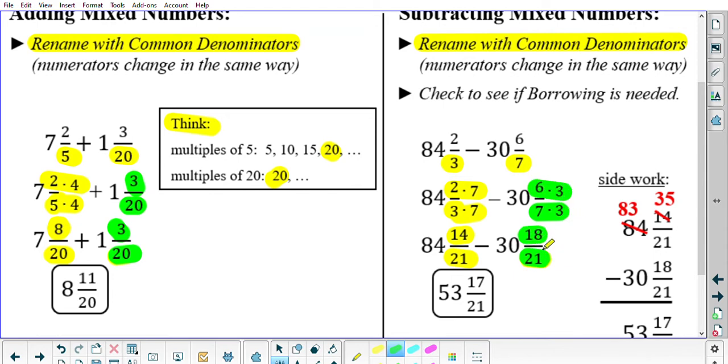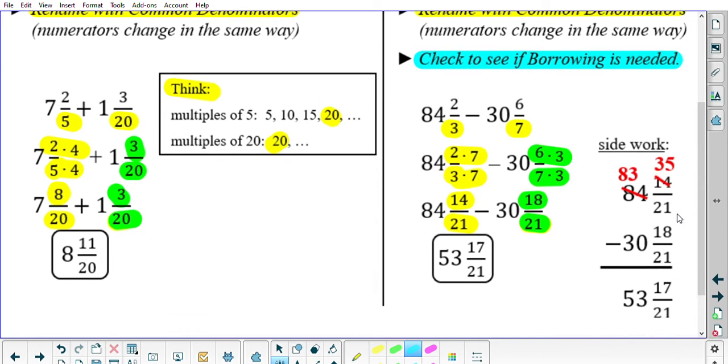But here's where subtraction problems could get a little trickier than addition problems. You need to check to see if borrowing is needed. Well, how do you know if borrowing is needed? Do some side work. Line them up vertically, one on top of the other, and ask yourself, is the numerator on the first fraction bigger than the numerator on the second fraction? Because if it is bigger, then we would not need to borrow. But here we have 14 up on top, 18 on bottom for the second fraction's numerator. 14 is not bigger than 18. So we cannot take away 18 from 14. We're going to have to borrow.